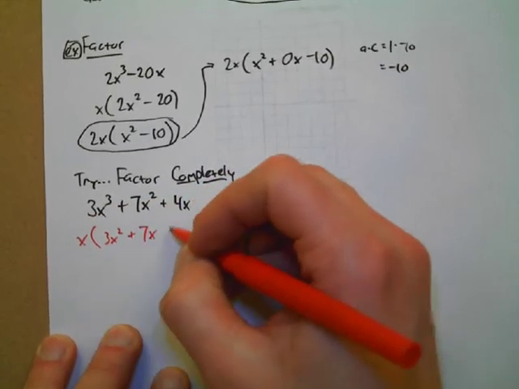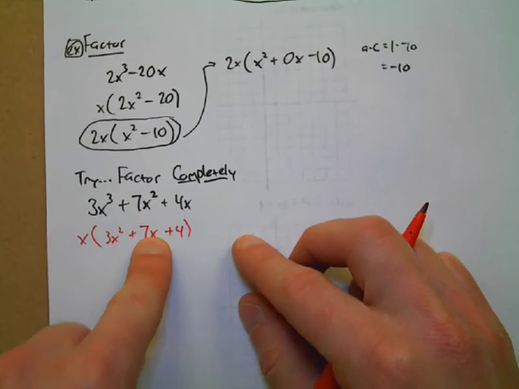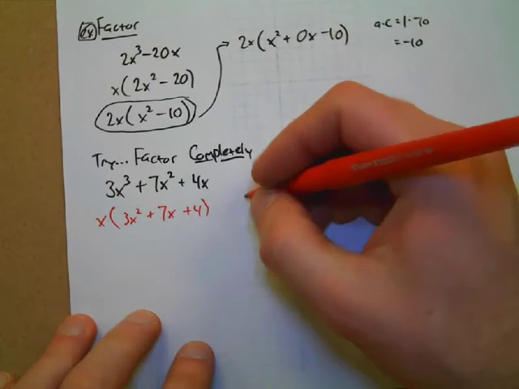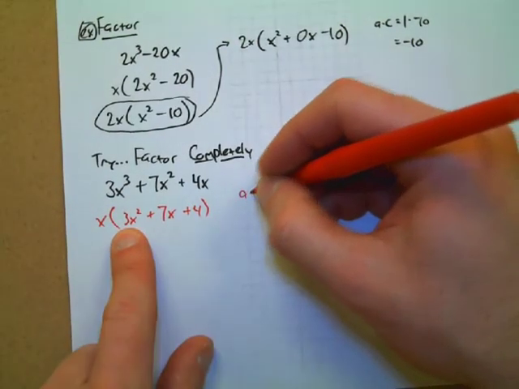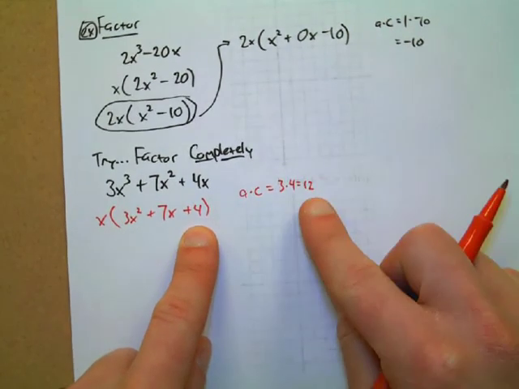Okay, very good. It was X cubed, so it becomes X squared. It was X squared, so it becomes X. It was X, so it goes away, it's just 4. And then we're going to try using the AC method here because we do end up with a quadratic. So our A is 3, our C is 4, so we get 12. And we're looking for 2 numbers that multiply to 12 and add to 7.